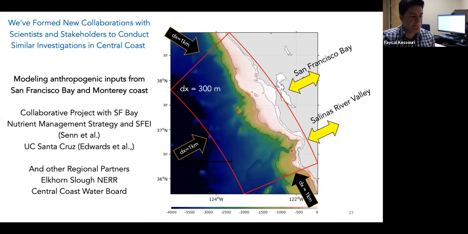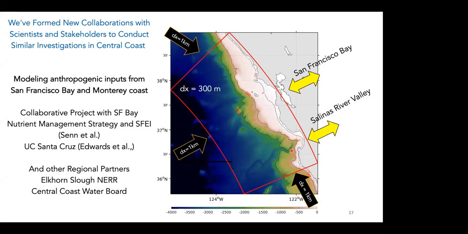We have also formed a collaboration to mimic the same work we are doing in Southern California Bight, this time in Central California, where we would like to estimate the effect of nutrients coming from San Francisco Bay and the Salinas River Valley on the ecosystem in this region. So we are in open collaboration with SFEI and the University of Santa Cruz and other partners in Southern California.